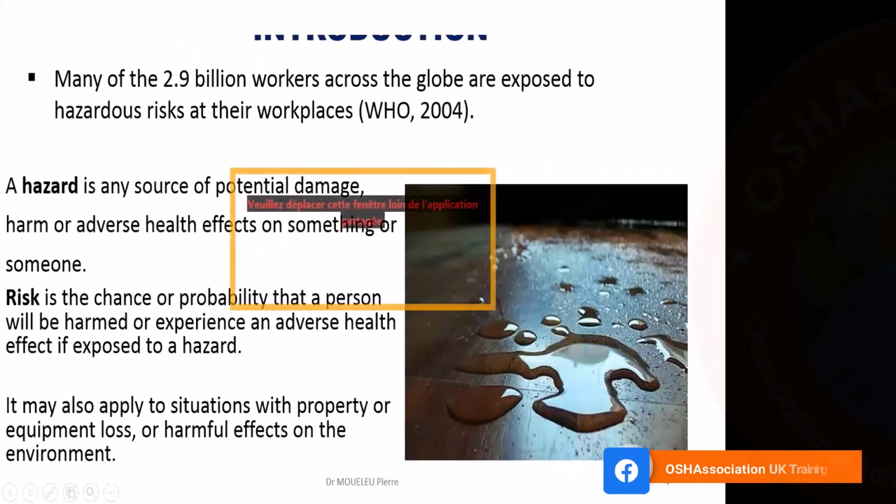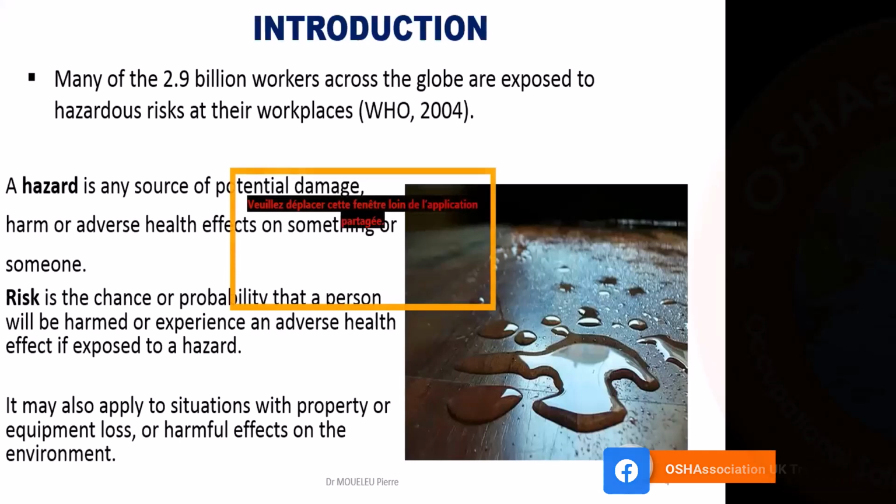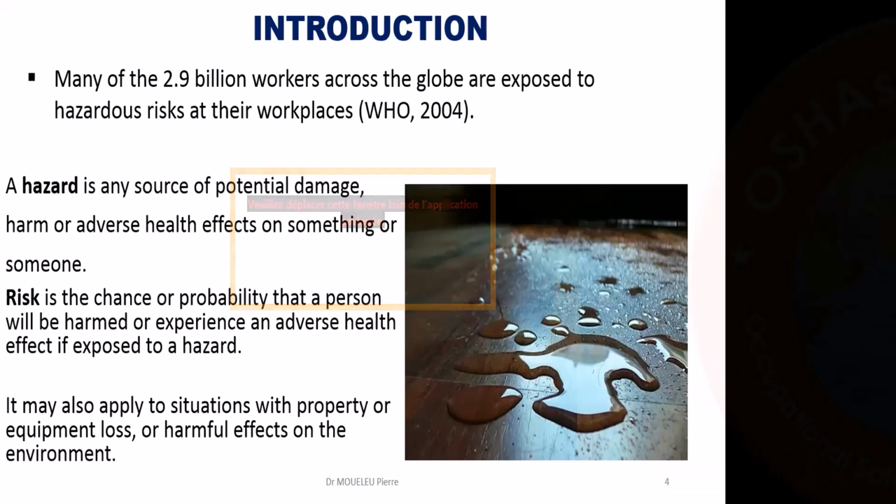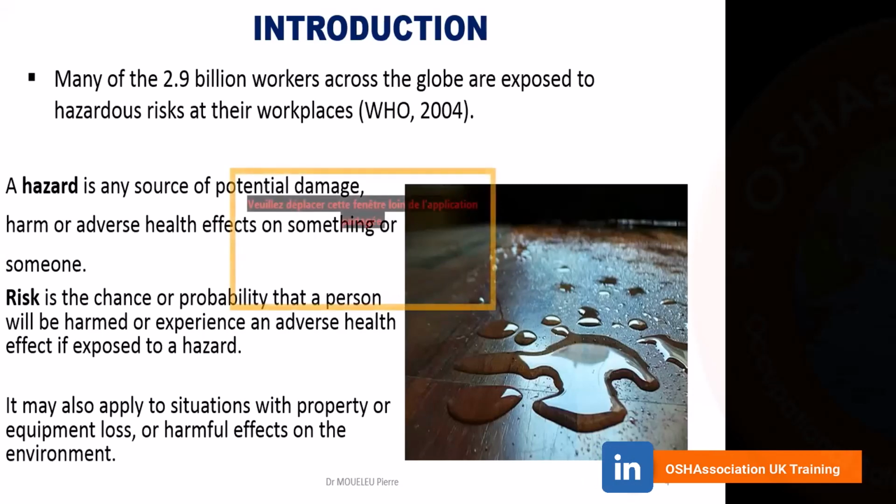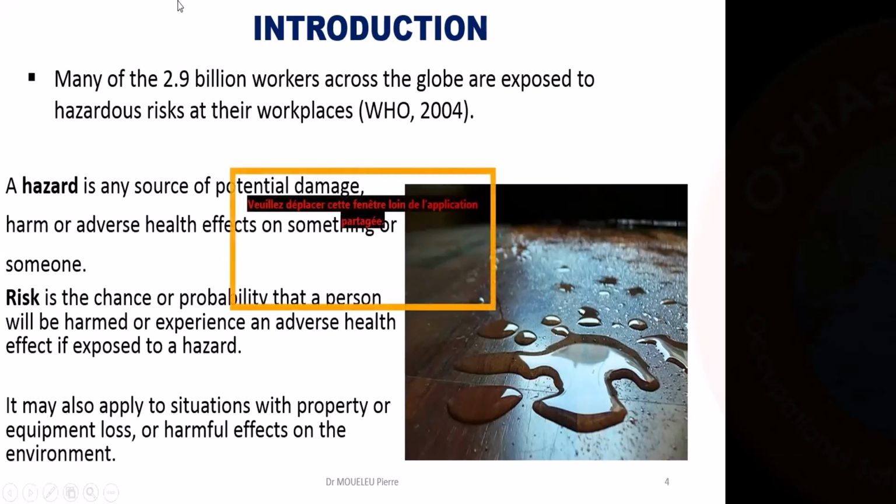And we should know, as introduction of this presentation, that there are many cases of accidents in the workplace, and all those cases are due to the fact that there are about 2.9 billion workers across the world who are exposed to hazardous risk at their workplace. And the hazard is known as something that can harm or any source of potential damage that we can have at our workplace or everywhere we can be.